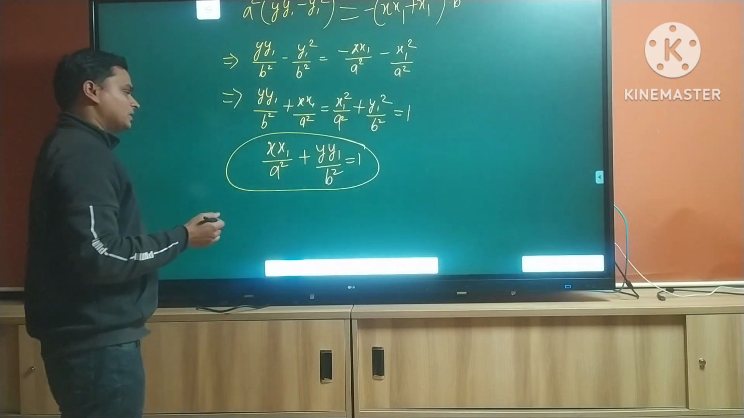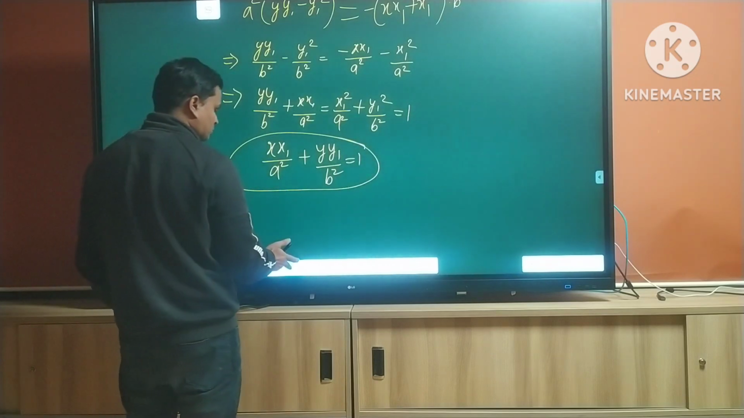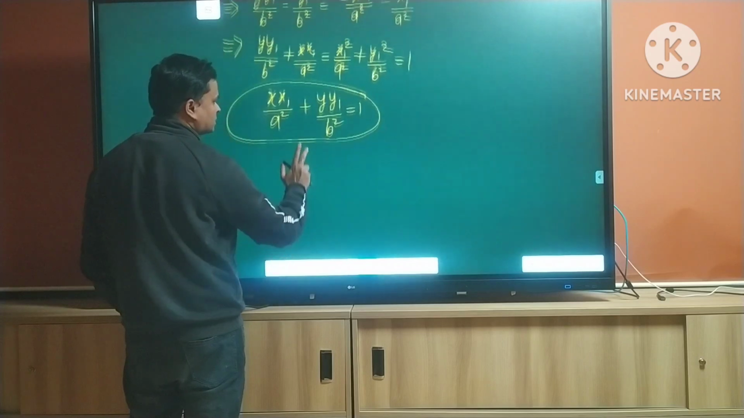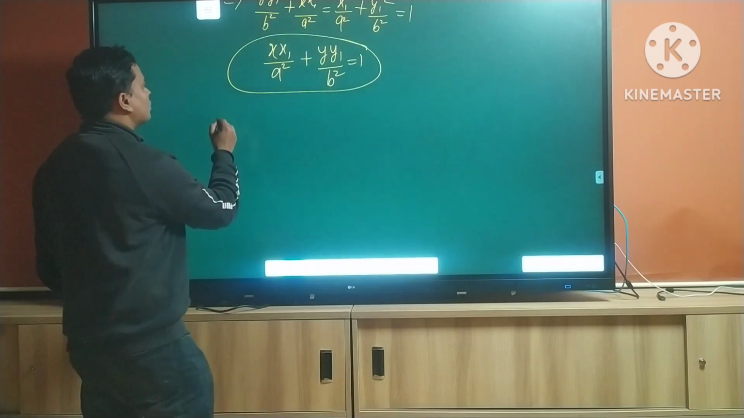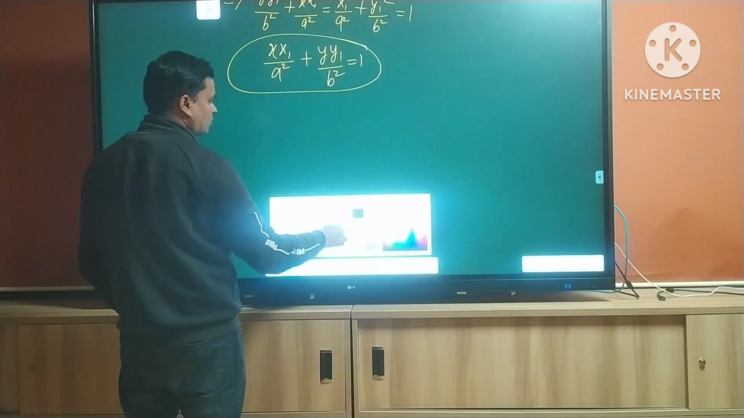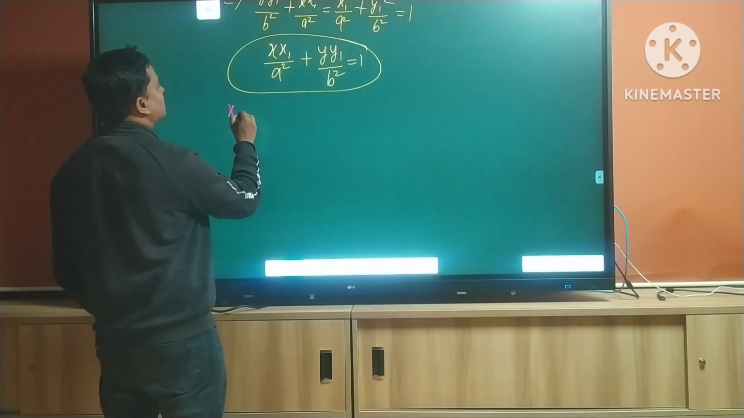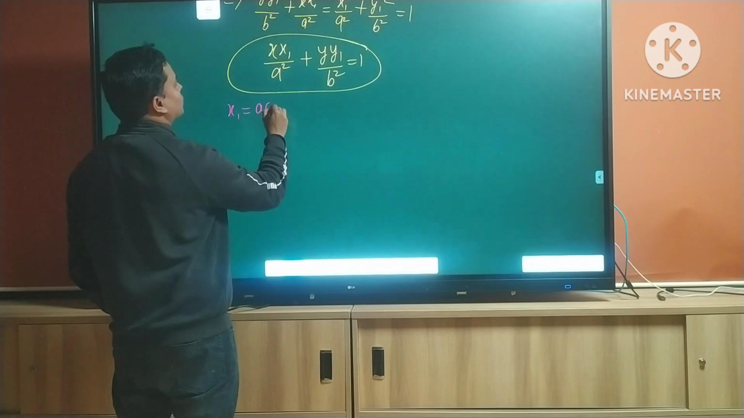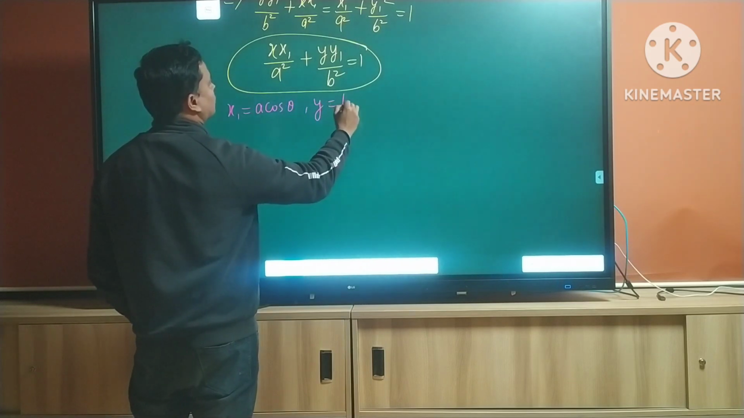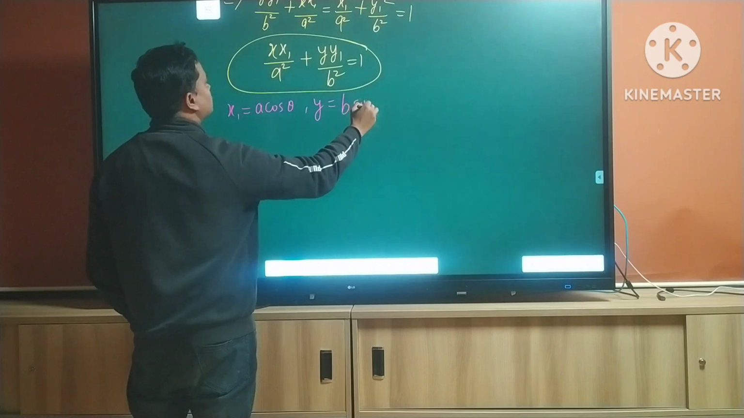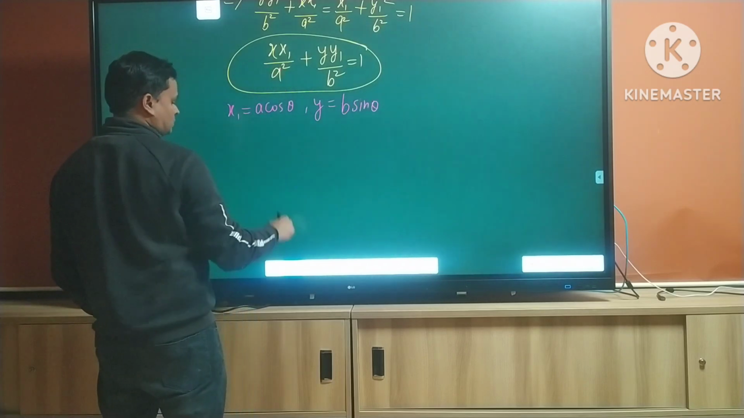Now coming to the second thing, it is nothing but just an extension of this. What we studied, that the parametric coordinate of any point on the ellipse is given by x1 is equal to a cos theta and y1 is equal to b sin theta. All of you are remembering this. Okay, so I have just to substitute this.